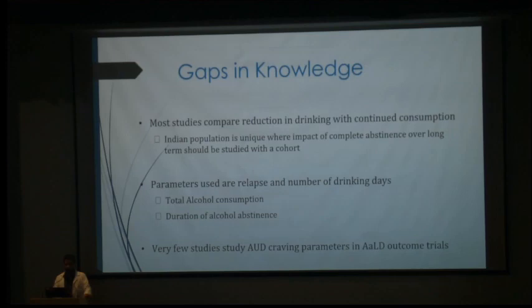Very few studies actually end up studying AUD craving parameters in outcome trials. They just decide whether alcohol was stopped or not. But we suggest that craving parameters should also be included.